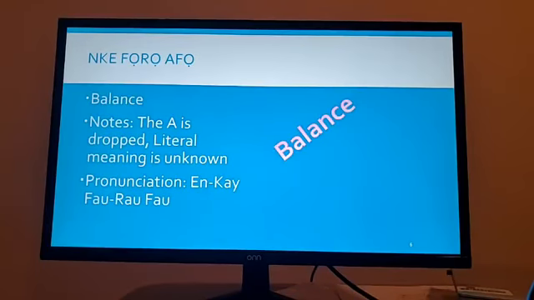Okay, balance. This is one of those words I can't do the literal translation. Couldn't figure that out. But in order to say that, you would say En-Yae Fae A-Go, balance. En-Yae Fae Ah-Fau, balance.